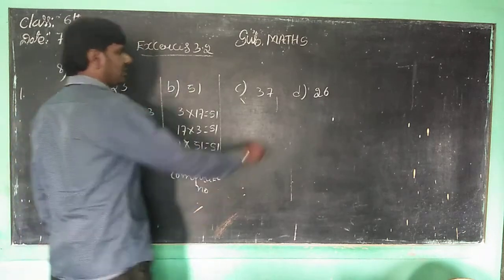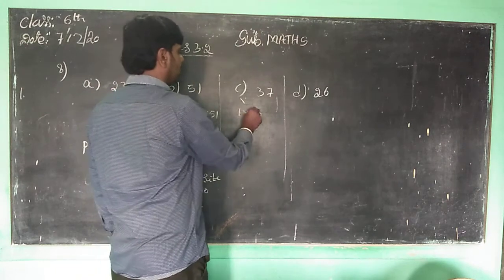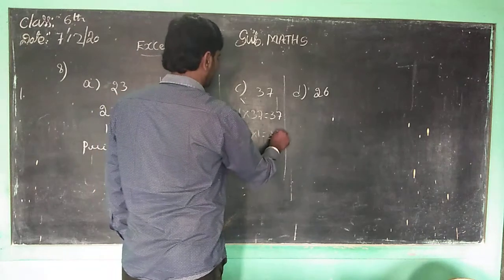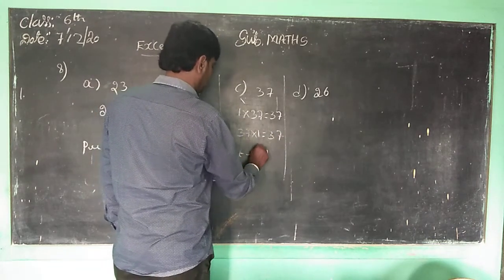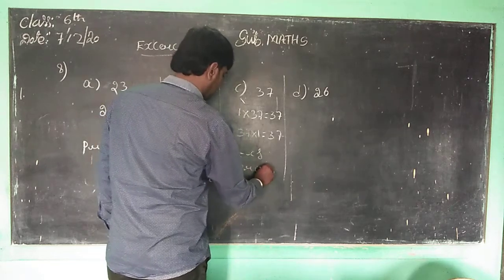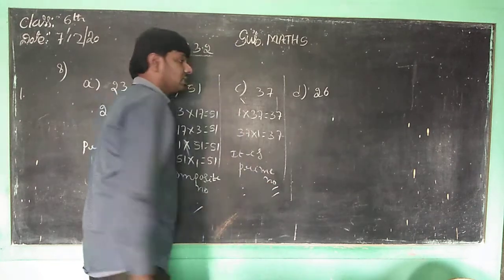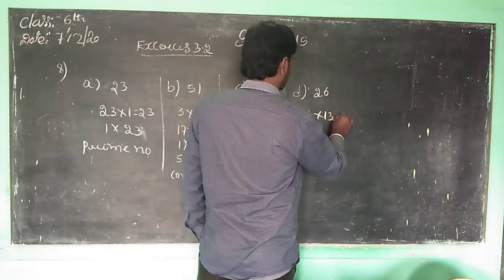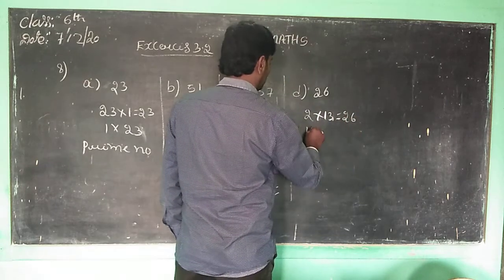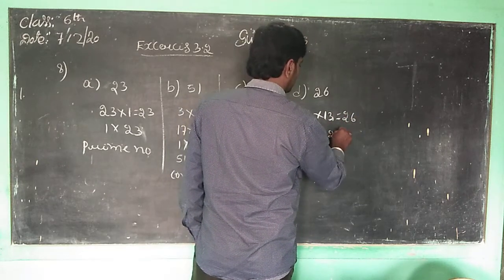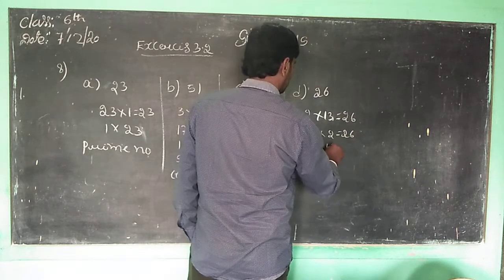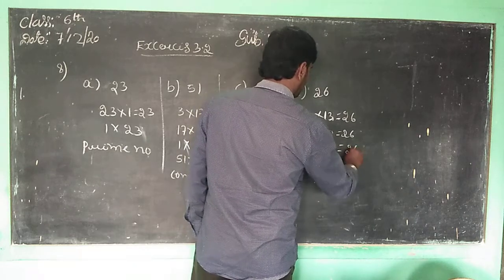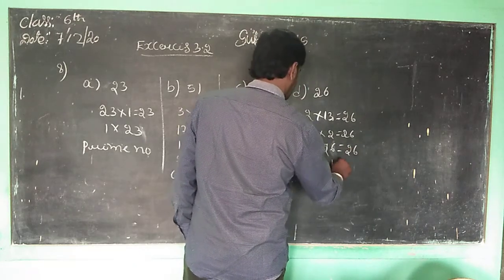And 37, it is only a multiple of 1 into 37 is equal to 37 and 37 into 1 is equal to 37. It is a prime number, children. So having only one factor pair. Children, 26, it is a multiple of them also. 2 into 13 is equal to 26. Correct? And 13 into 2 is equal to 26 and 1 into 26 is equal to 26 and 26 into 1 is equal to 26.